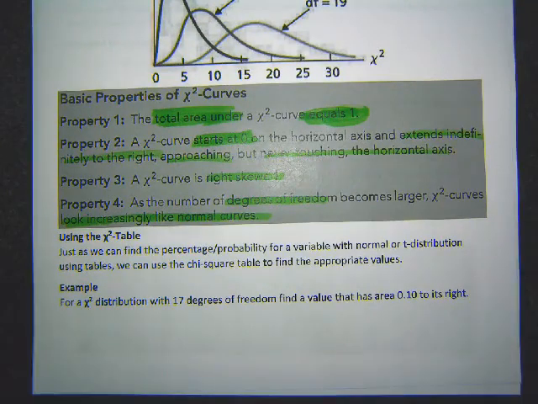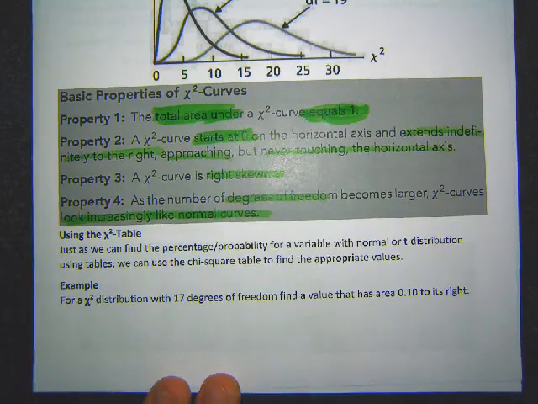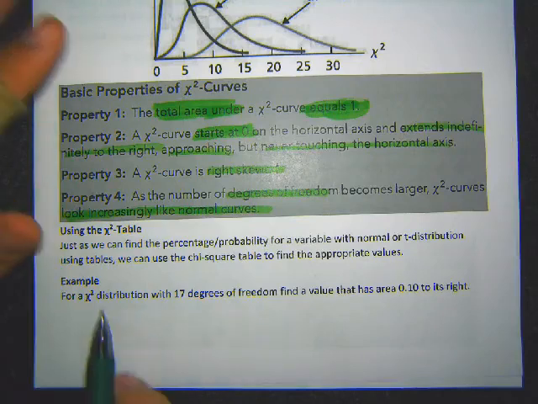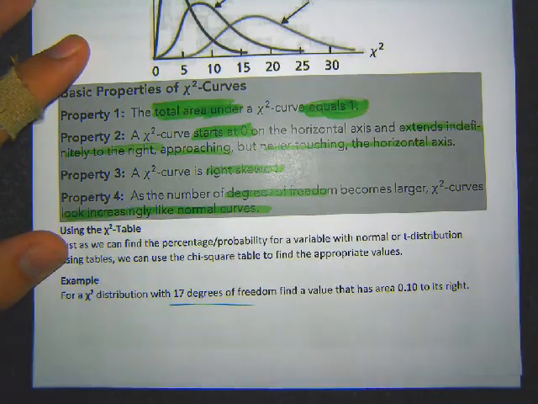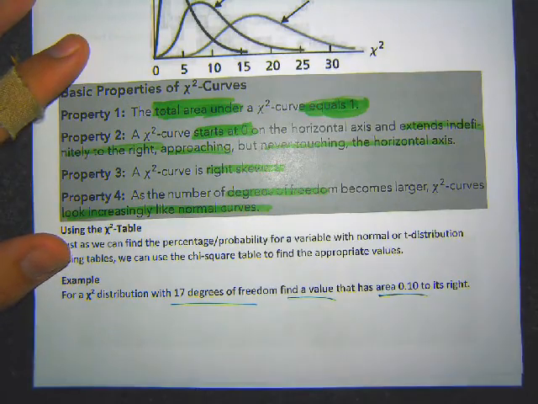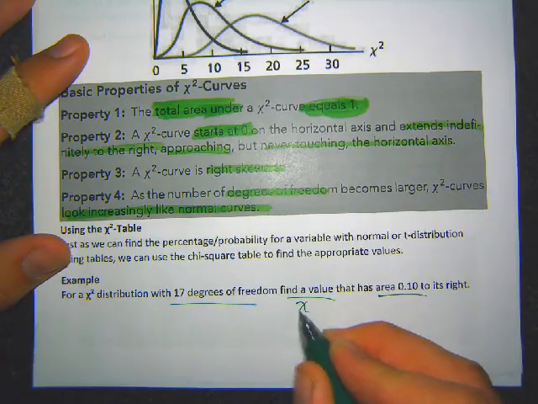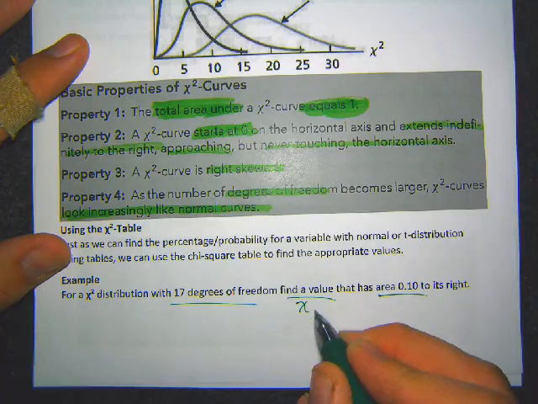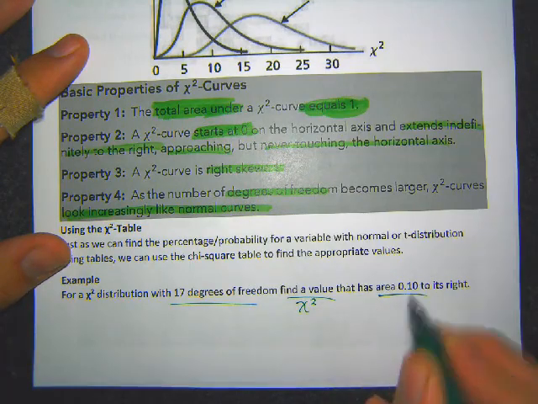Just like finding percentages and probabilities for variables when we use the t-distribution, we can do this for the chi-squared distribution. So we'll do that here just to show you how it works. We have a chi-squared distribution with 17 degrees of freedom, and we want an area 0.1 to the right. So we're looking for a chi-squared value, chi being like a fancy x, that has area 0.1 to the right.